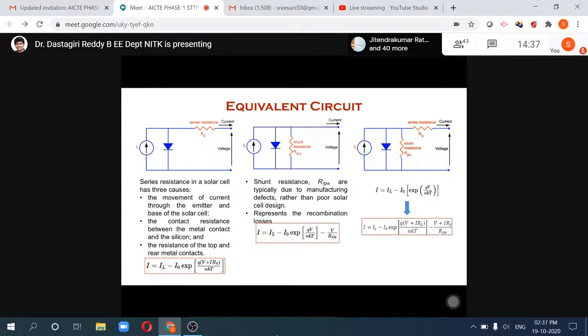What about the shunt one? It will have less performance at low intensity. Low intensity means there is already low current, and in that, some losses are happening. So most of the current goes to the shunt part. It is clearly shown from this.